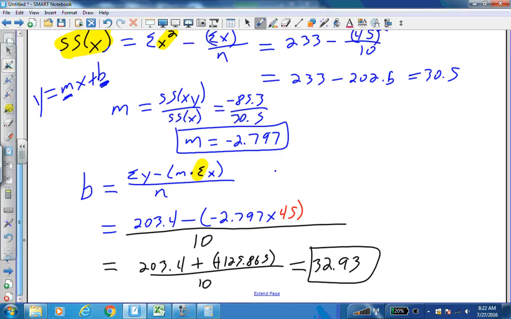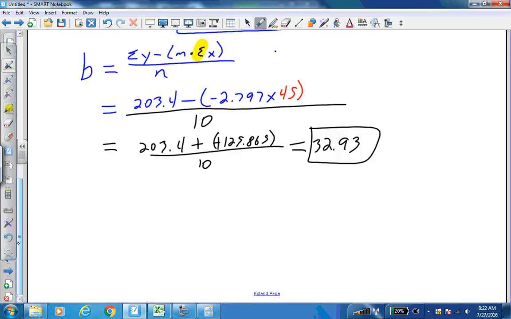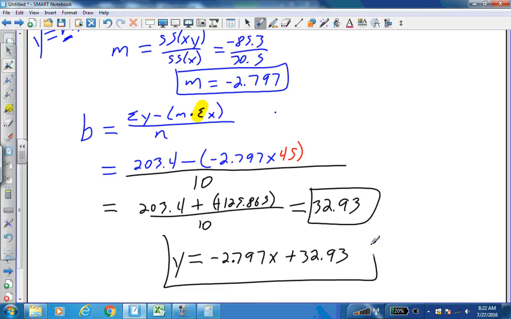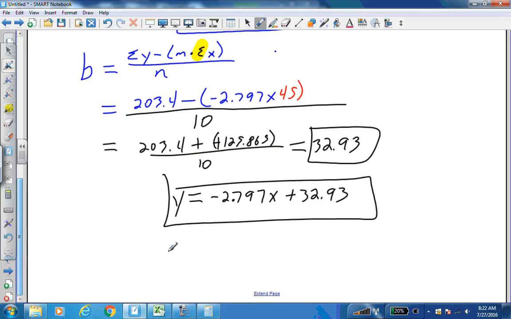So now that we have our slope and our y-intercept, our equation of our line is y equals our slope times x plus our y-intercept. So that's the equation of our line of best fit.